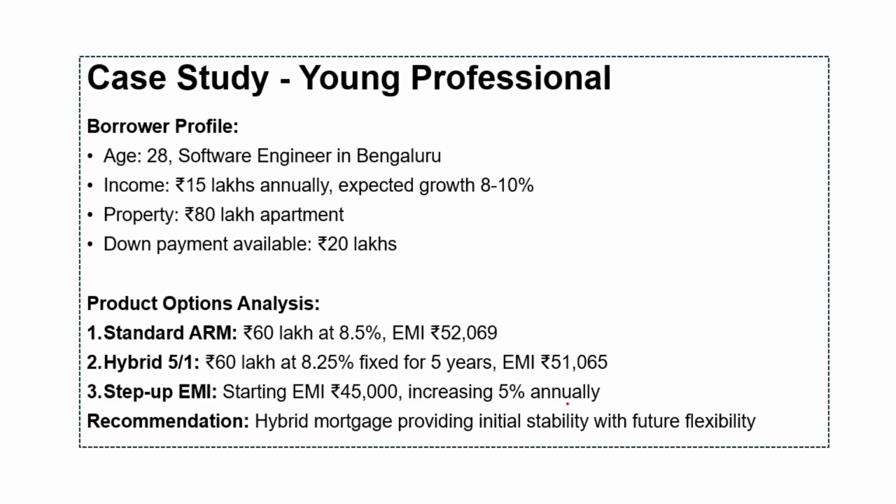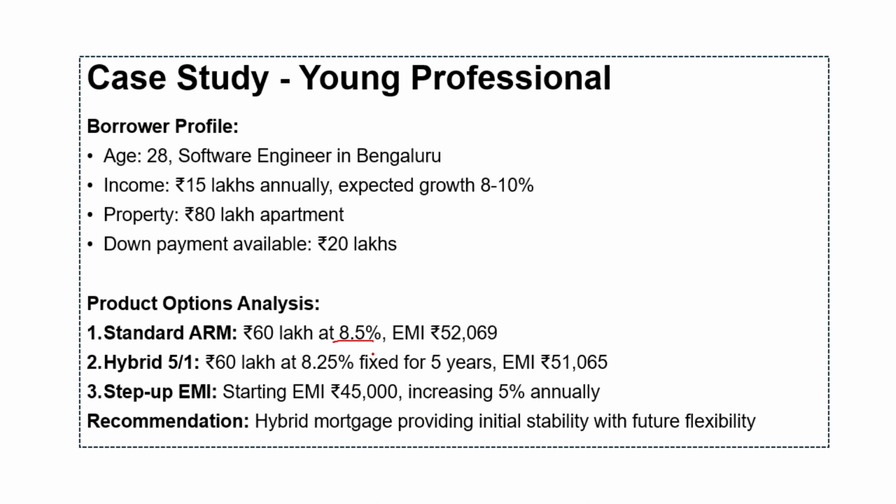The 80 lakh apartment in Bengaluru represents typical pricing for quality housing in major IT hubs, requiring substantial financing even with 20 lakh down payment. Option 1, standard ARM at 8.5%, provides maximum rate flexibility and RBI mandated prepayment freedom. Right. The EMI of around 52,000 represents 42% of the gross income, approaching but not exceeding typical affordability guidelines.